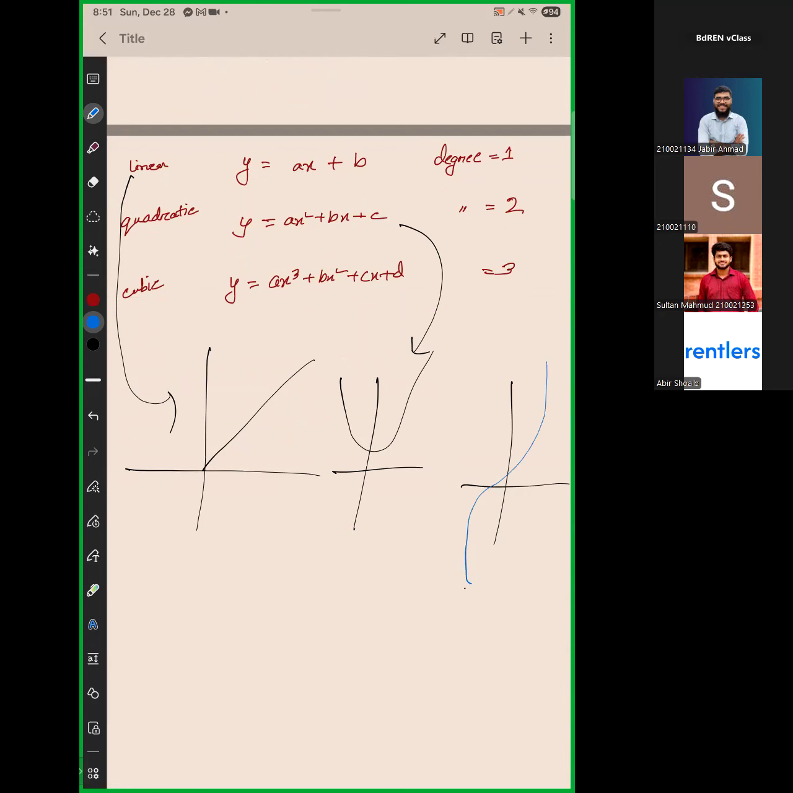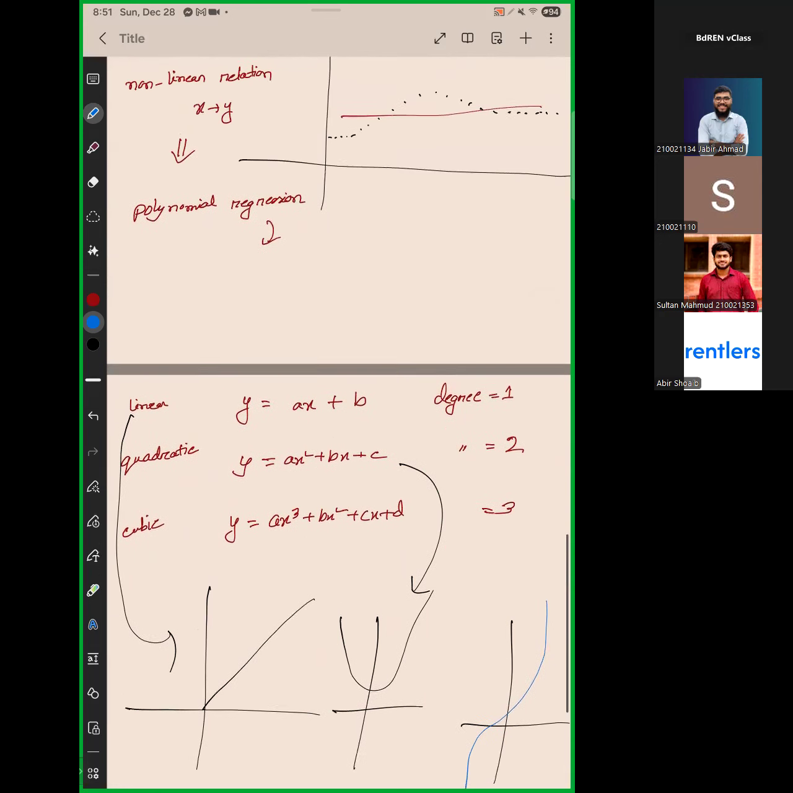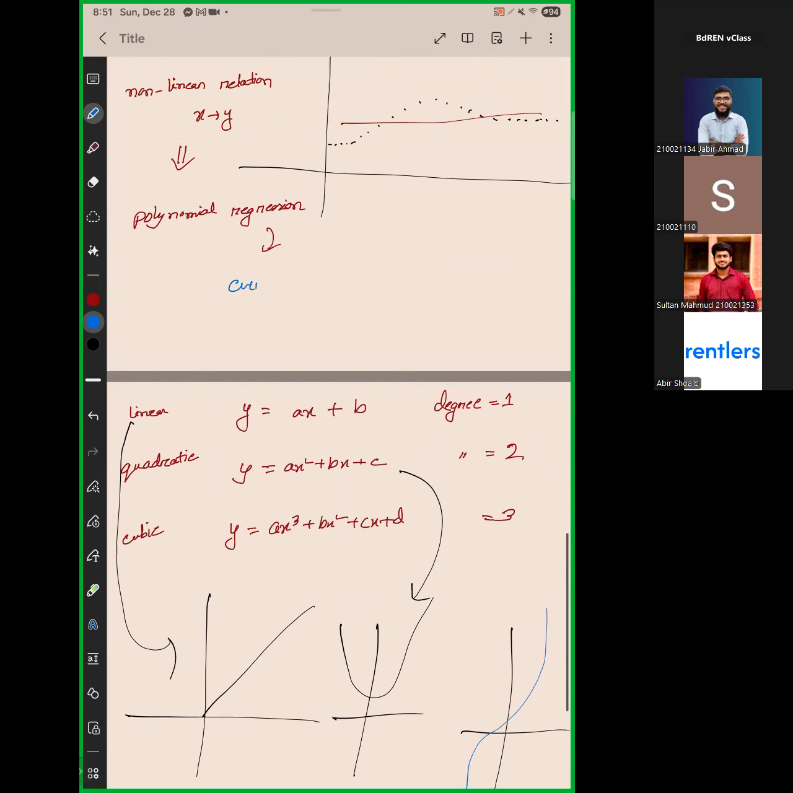Okay, so basically, if you want what is called a curved line, we have to go for some polynomial regression. Okay, so how do we get to the polynomial regression?